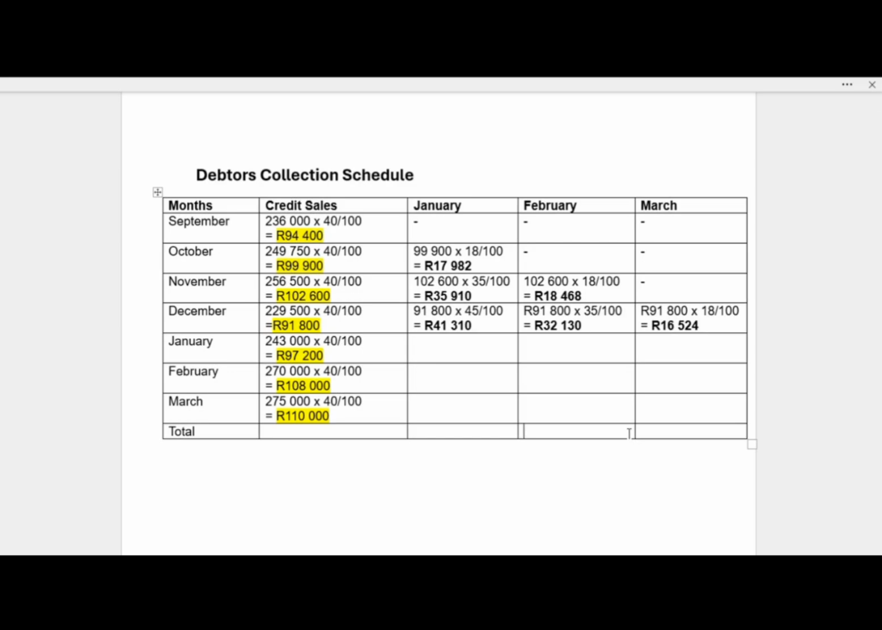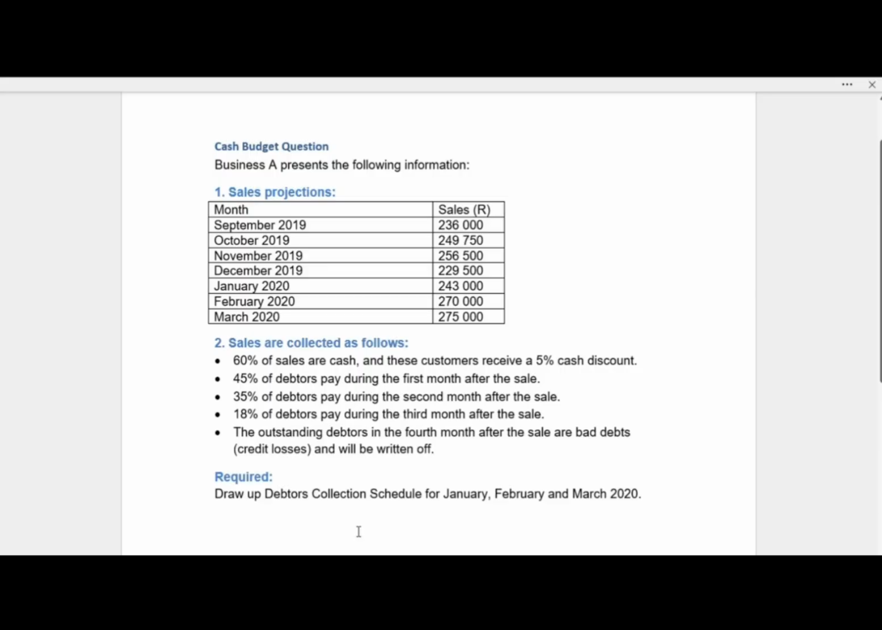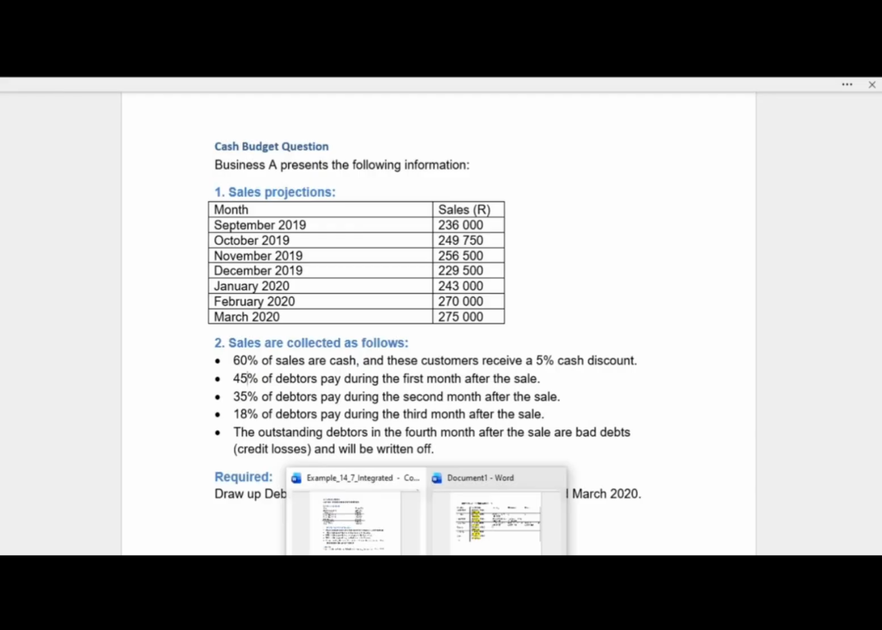We go to the month of January. All right. The month of January. Remember, in the month of January, you cannot collect because they are saying you're going to collect a month after. Let's go back to the policy again. The policy says 45%, which is the first collection percentage for collection. 45% of debtors paid during the first month after the sale. So January is the month of the sale. It's not the month after, so we're not going to collect anything. So for January, we are going to collect the first month in February and the second month in March.